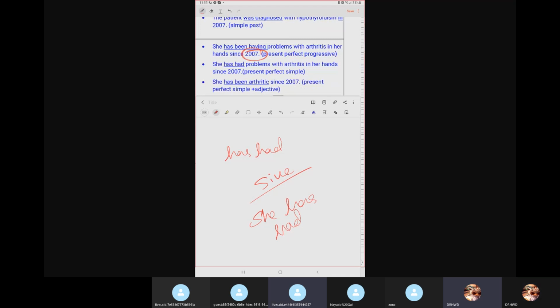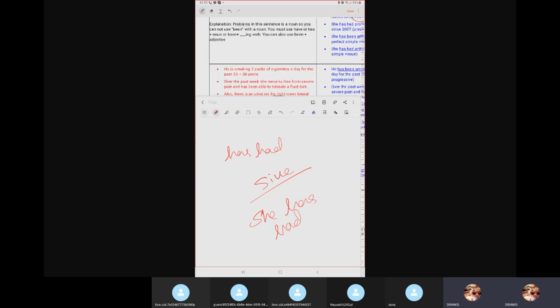She has had problems with arthritis in her hands. Okay, so you're saying that she has been having problems with arthritis in her hands since 2007. I'm saying she has had problems with arthritis in her hands, that's all. That's also right, because you could use either the present perfect simple or present perfect progressive. Do you guys follow? Should we move to the next one?